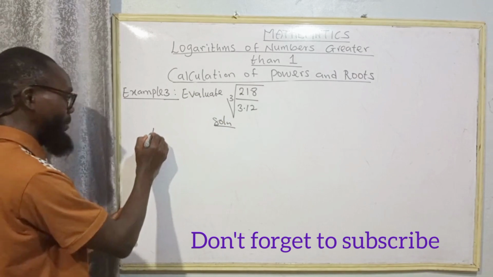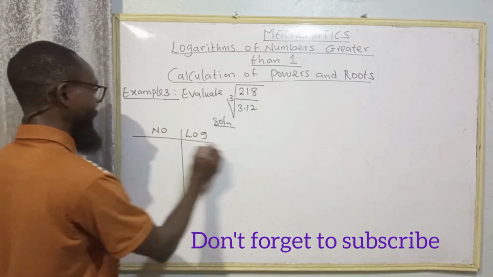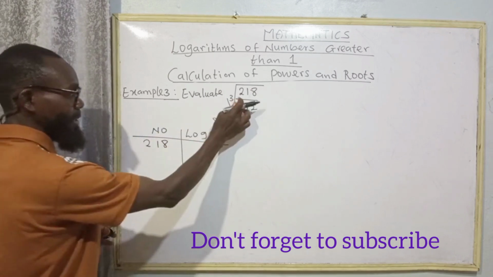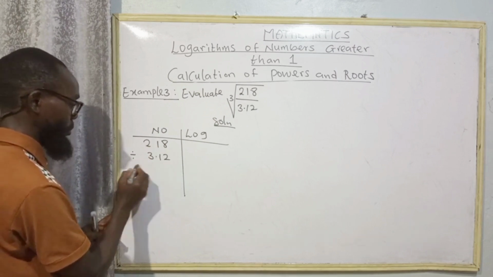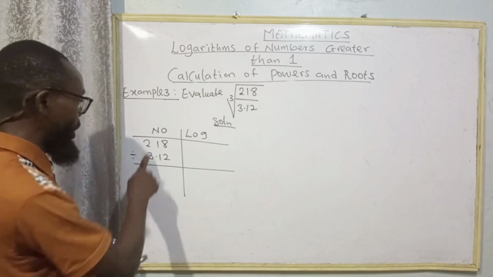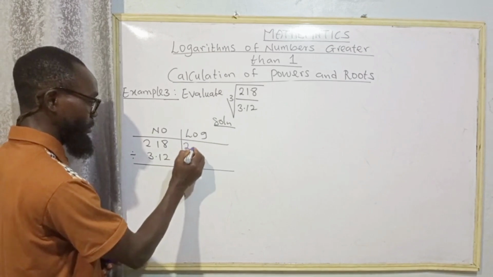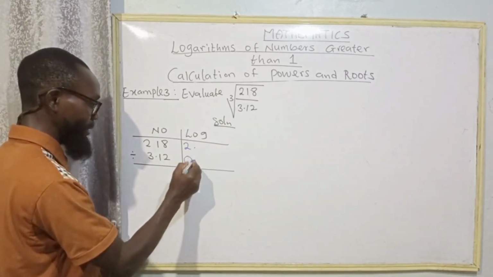So we have number log. So we have 218, this is the division sign, divided by 3.12. Now, what is the integer of 218? We have 2 points. The integer of 3.12, we have 0 points.